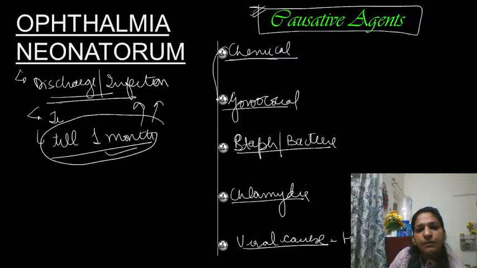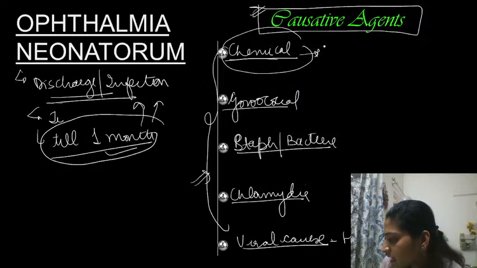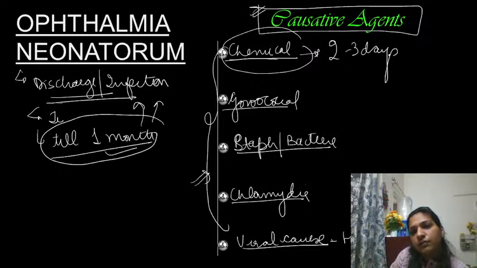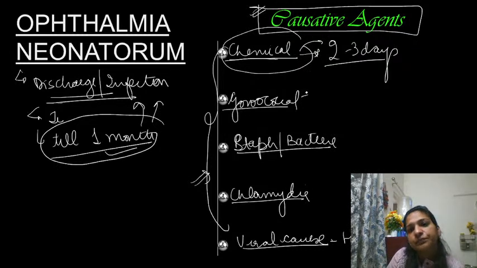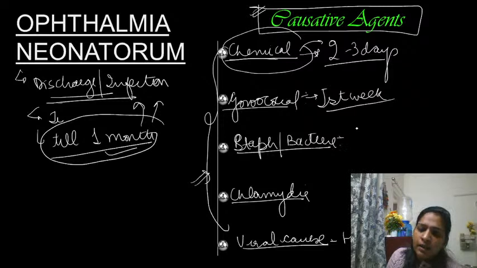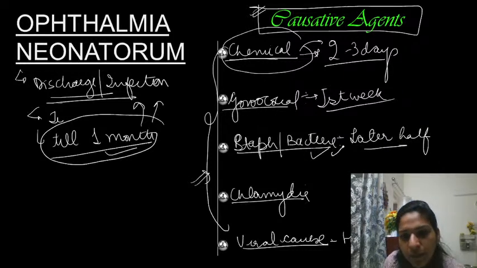So there is also a timeline for these causes, till what duration this can be the cause of ophthalmia neonatorum? Can anyone just tell me the duration? It is 2 to 3 days. If ophthalmia neonatorum is occurring in the first 2-3 days of the birth, then cause can be chemical. If it is occurring till first week, then cause can be gonococcal. If it is occurring in the later half of first week, then cause can be staph or any other bacteria.